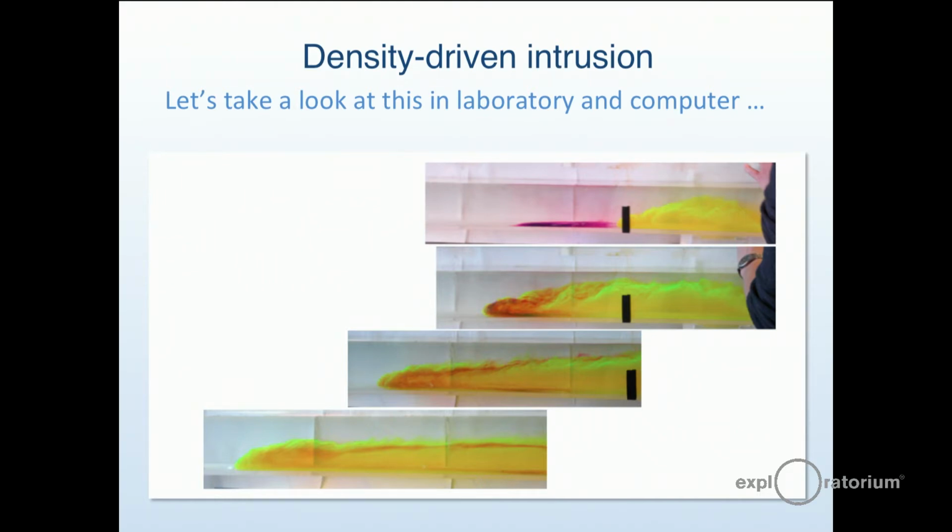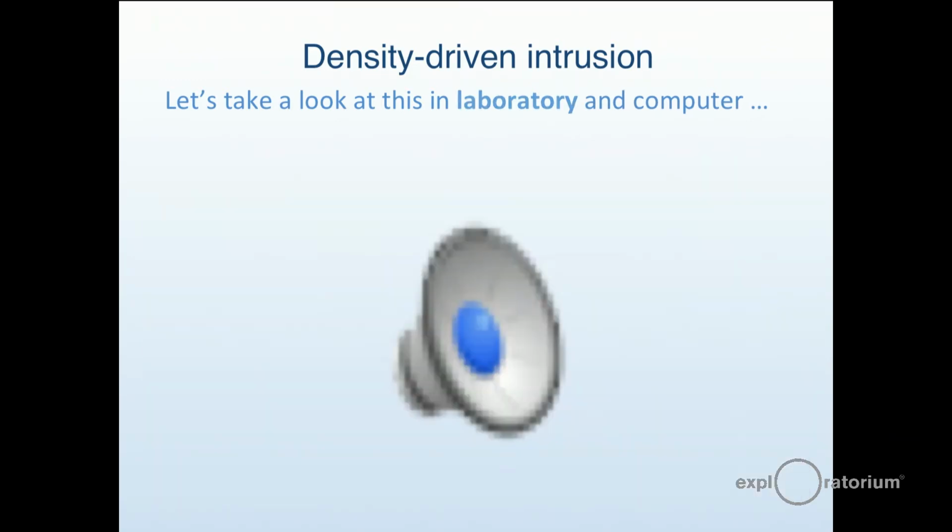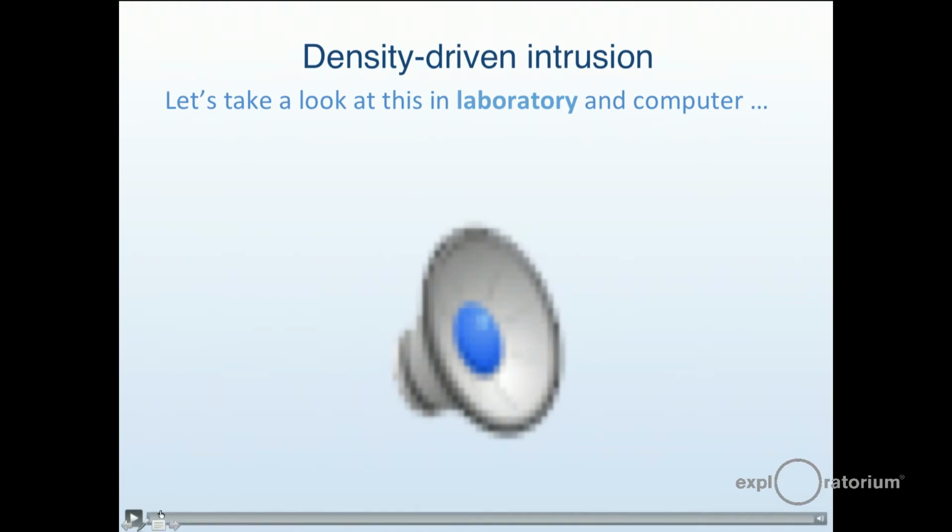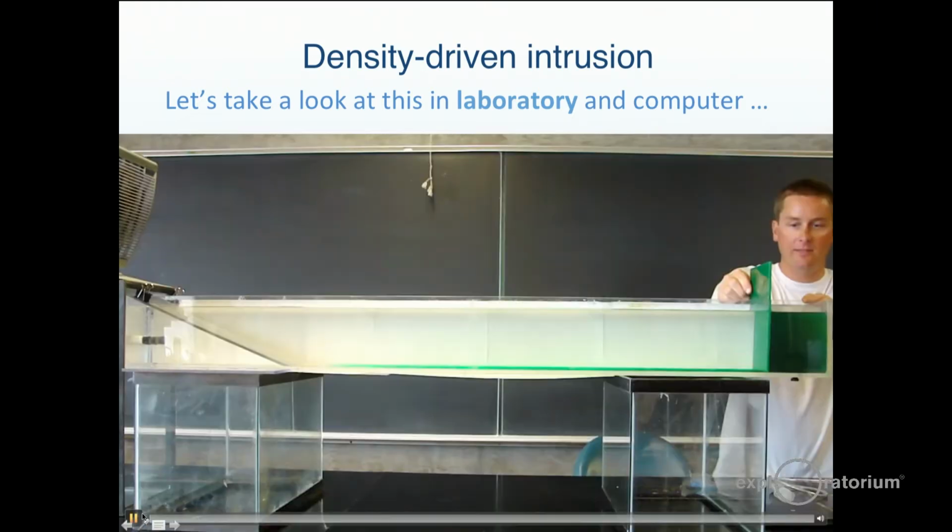Just like if you started off with seawater on one side of Golden Gate Bridge and fresh water on the other side, and you lifted the wall up, that dam they wanted to build back in the 60s, you'd find this sort of process going on. It's called a lock exchange experiment. It's one of the favorite experiments in fluid dynamics.